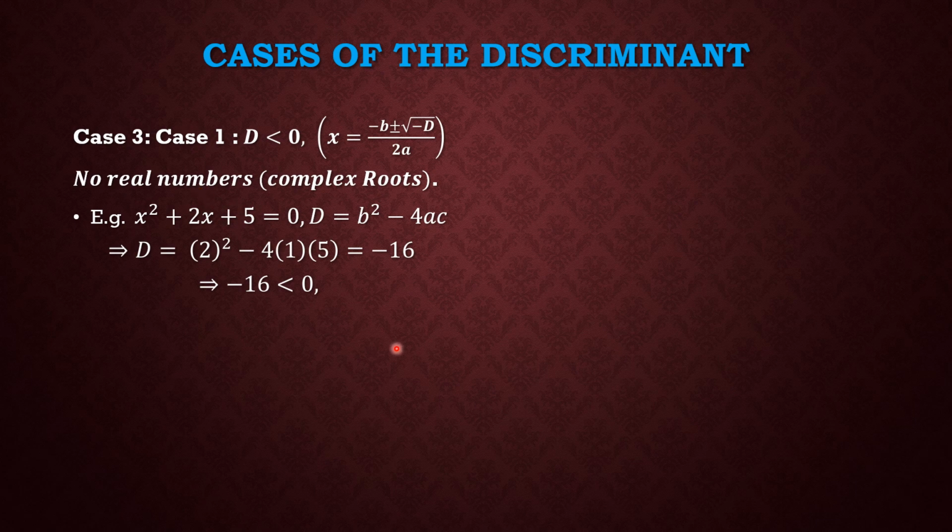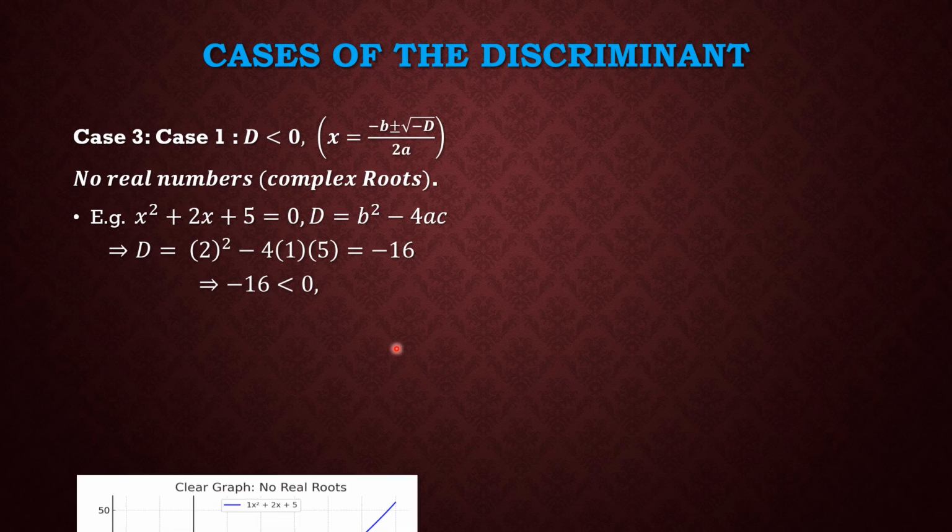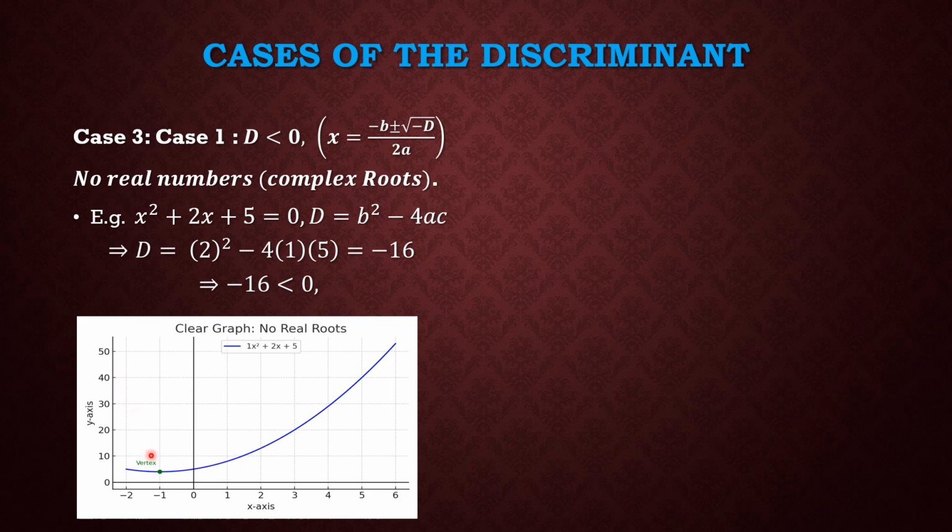So when you plot the graph or you solve the quadratic equation, you are going to get a complex root or no real root. So when you look at this particular graph, it has no intersection with the x-axis. That means there is no real value for x, or any kind of answer with real numbers, which will satisfy this particular equation.